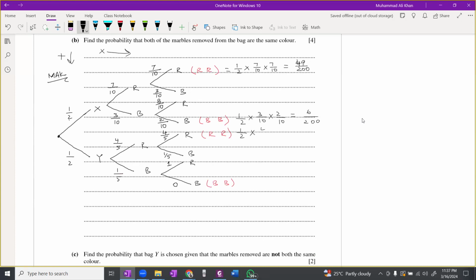After that, here red red, again bag Y probability half. First red 4/5, second red 4/5. So the answer will be 16/50.